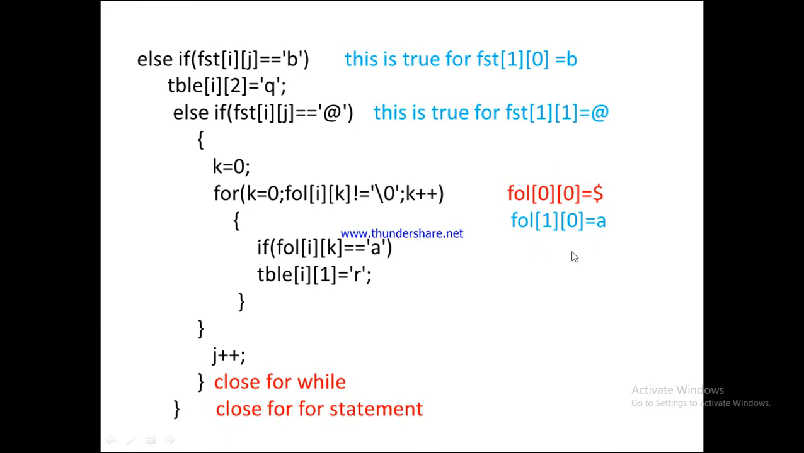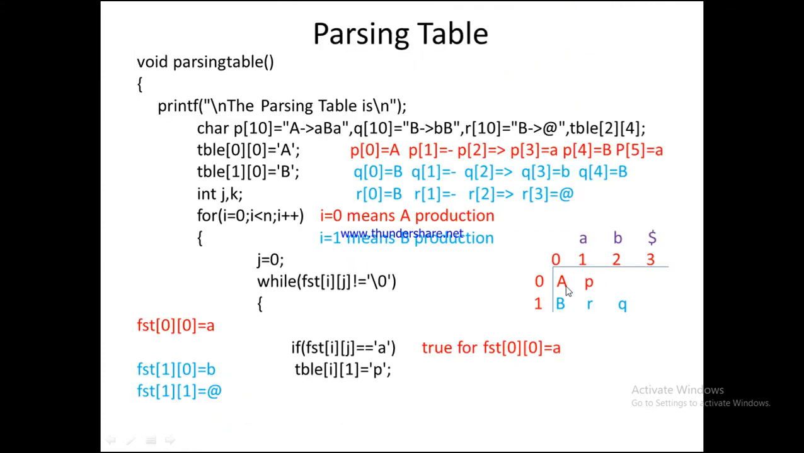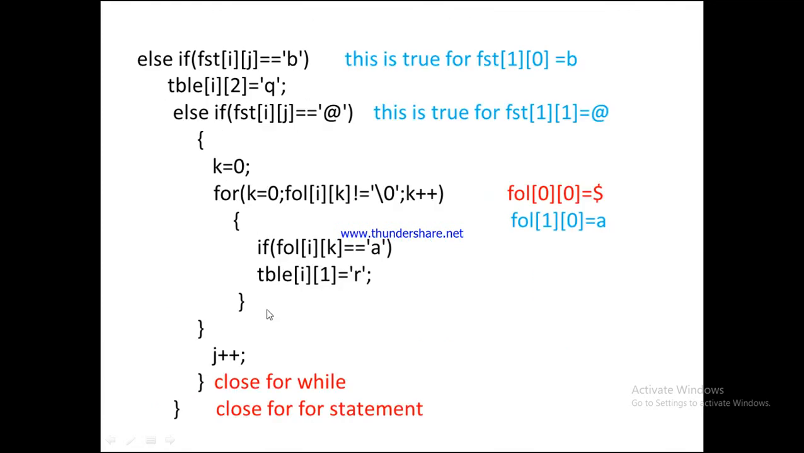Okay, I am just rewriting it. Is it not equal to null? No, it is equal to a. So I'll come here. Then what is follow of 1 0? Is it equal to a? Yes, it is equal to a. Therefore, table entry 1 1 I am filling as an r. So table entry 1 1 I am filling it here as an r. Getting my point? So now this is over.